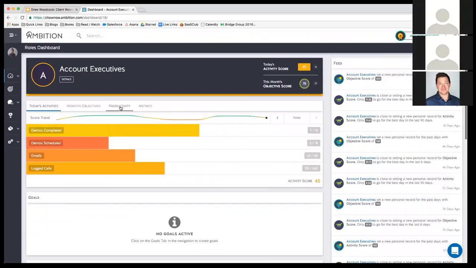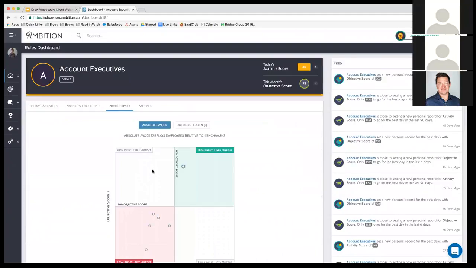So the one thing I haven't spoken about yet is this productivity quadrant. I really like it. I use it in the one-on-ones. I like to remind reps, we're pretty direct as far as our communication here, and that's because our team appreciates it and they can handle it.